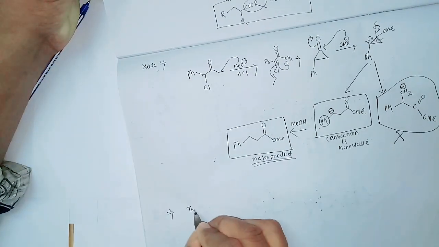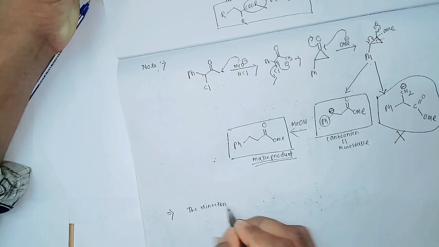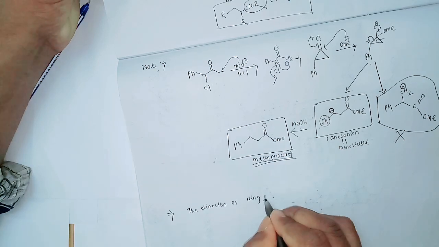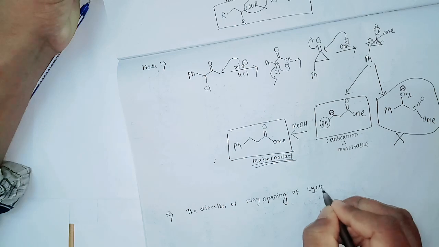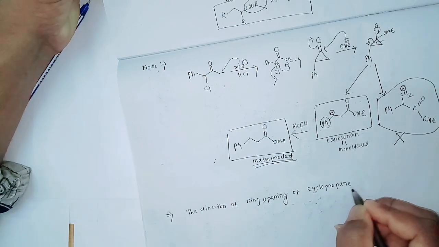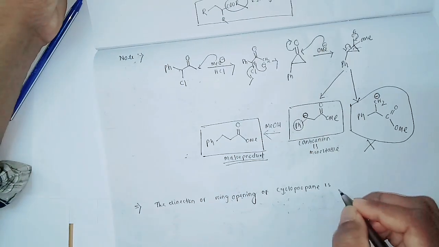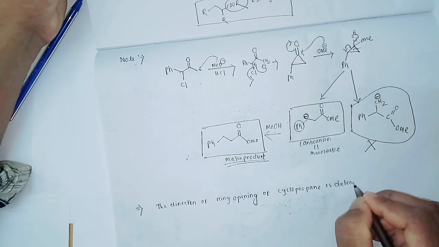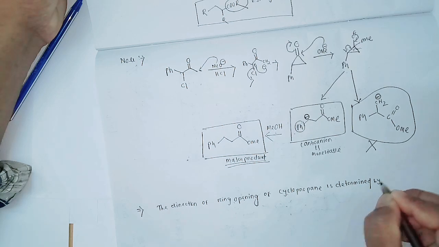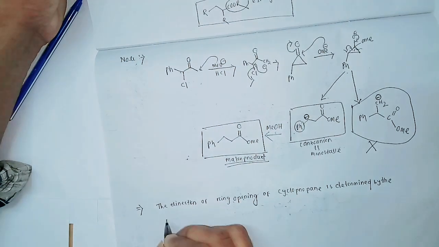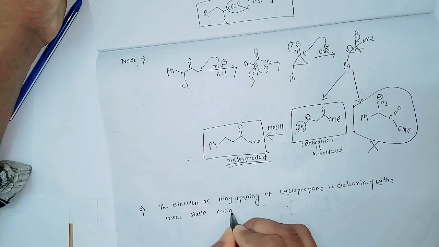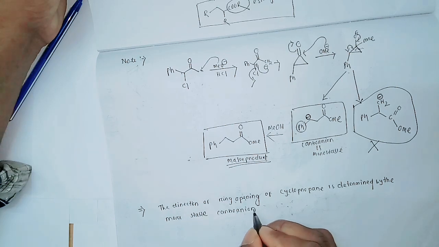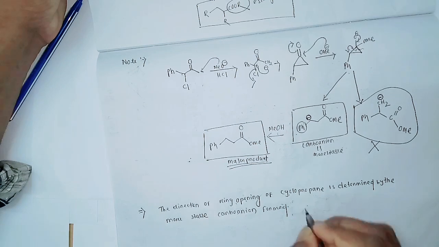So one point is that the direction of ring opening of cyclopropane is determined by the more stable carbanion formed in the reaction.